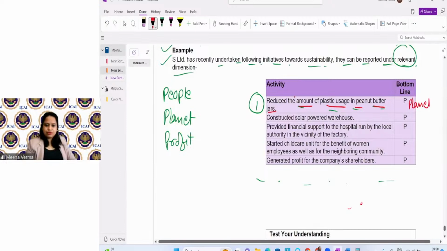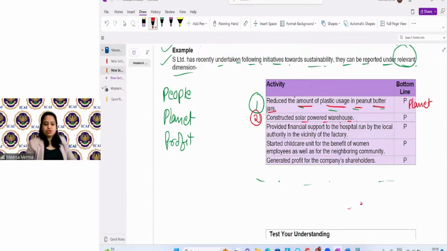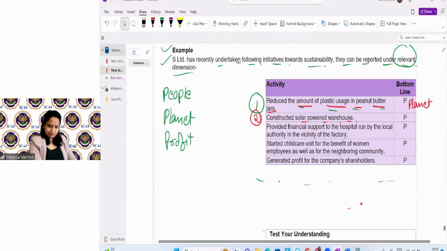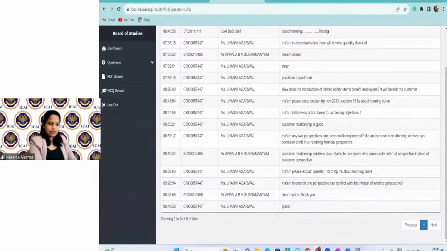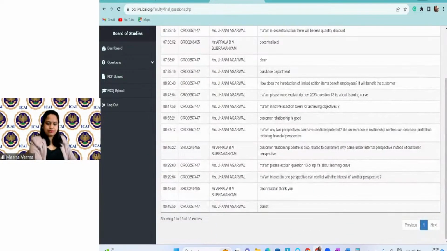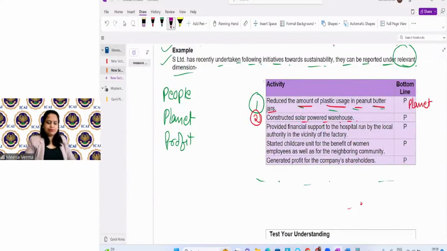Okay, second: constructed solar powered warehouse. So now here what is happening? The company has a warehouse, and in the warehouse the company is using what? A solar power plant. Where do you want to consider it? Yes, solar plant. Where do you want to consider it? Write in the comments quickly.